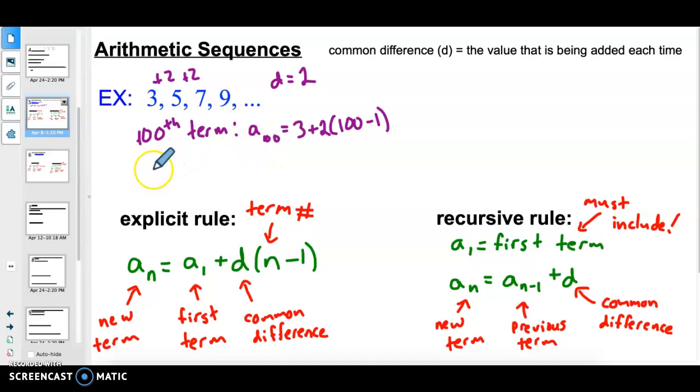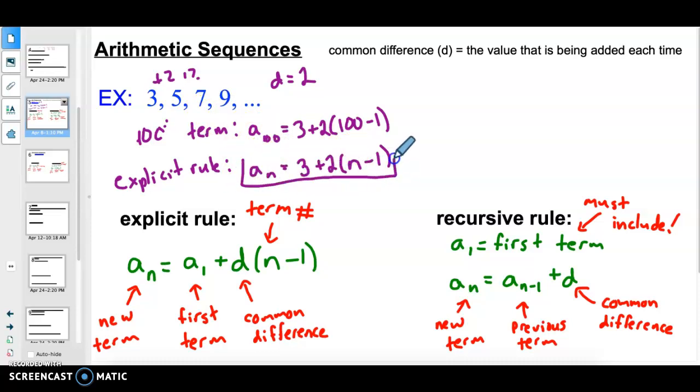If they just asked for the explicit rule, so if they said, what's the explicit rule for this problem, then you're writing a rule that allows you to find any term. So the explicit rule would look like AN equals A1, which is 3, plus D, which is 2, times N minus 1. That in and of itself is the explicit rule for this problem. You can distribute the 2 if you want to, but honestly I usually just leave my explicit rules in this format.